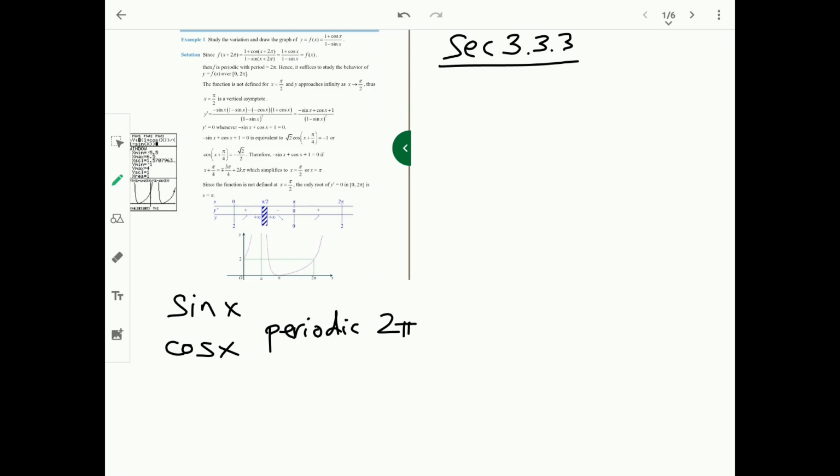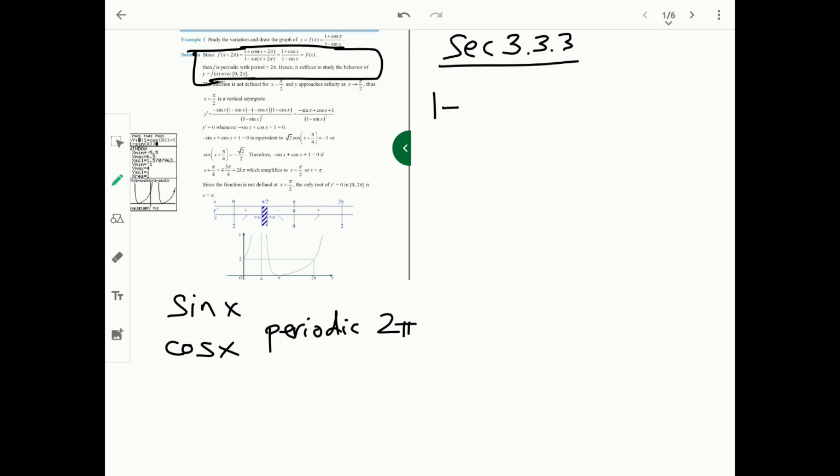So the first step is always to show this. Since f of x plus 2 pi is equal to this, which is equal to the original function, we can say that this function is periodic with period 2 pi. That's why if we can just draw from 0 to 2 pi, it's enough, we know how the function will look until infinity.